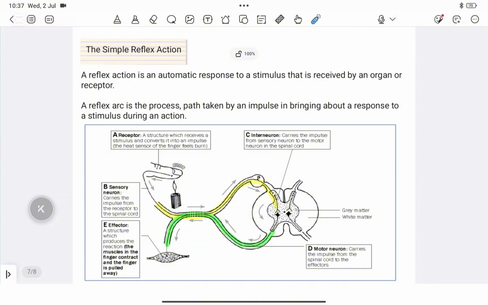Right, so now we are going to be looking at the simple reflex action. But before we get into the whole steps and the whole process of how it works, we are going to first define what a reflex action is. And it's an automatic, remember automatic, it's involuntary. Automatic response to a stimulus that is received by an organ or a receptor. Then a reflex arc is the process or the path taken by an impulse in bringing about a response to a stimulus during an action.